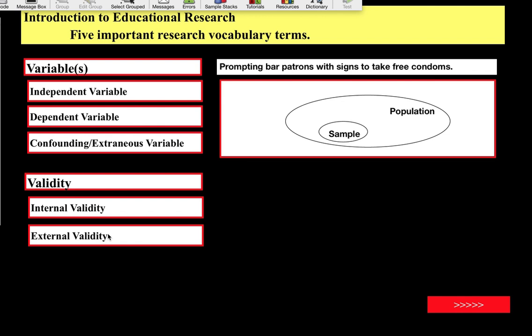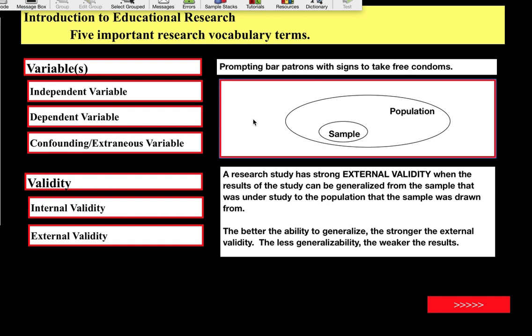External validity is a little different. Researchers conduct a study, they have a population, they choose a sample of that population and they conduct the study. If the study has strong external validity, then the results of the study can be generalized from the sample to the population. We can generalize the results to the population that the sample was drawn from, and that is external validity.